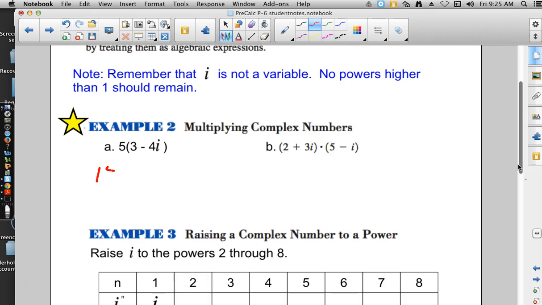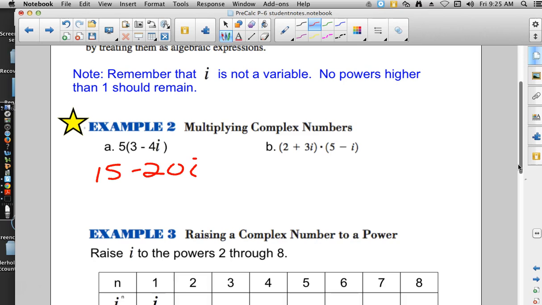Beautiful. Exactly. You just distribute. That's how you do it. Now I look at B. First of all, I can't stand the dot. They did that on purpose because they want us to look there and make sure this isn't addition or subtraction.